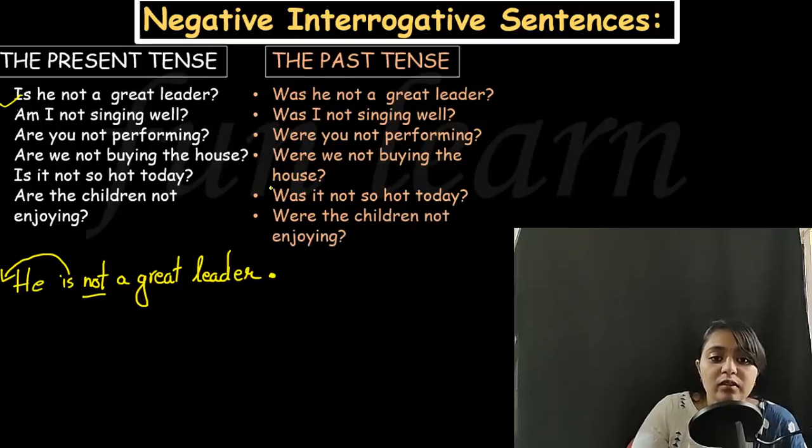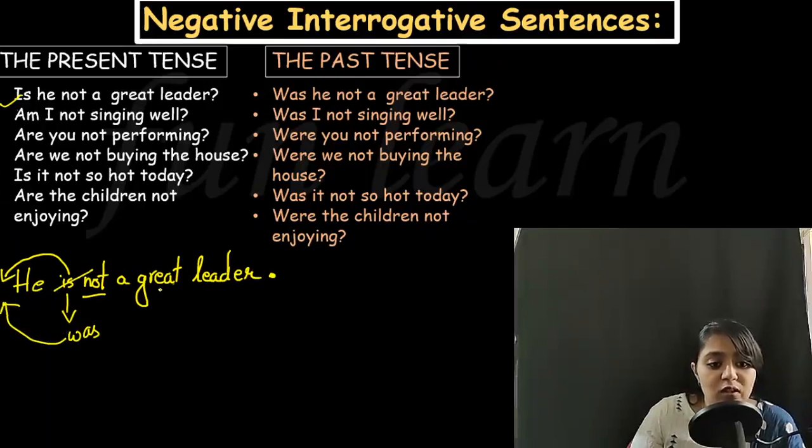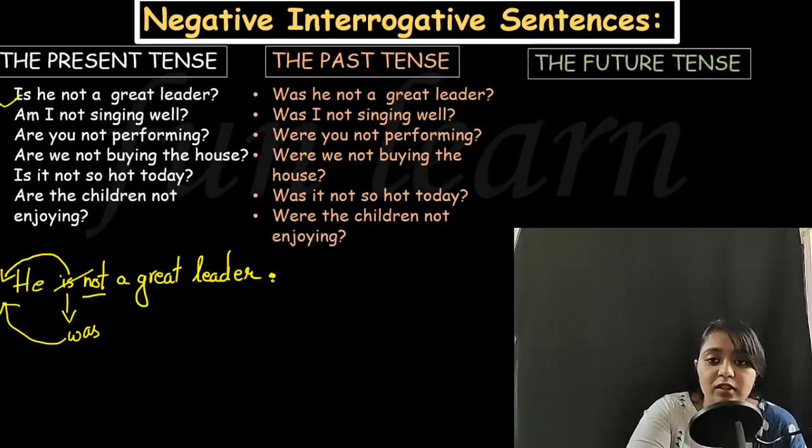Here also you can see he is not a good leader will become what? He was not a good leader, right? Only this part will change and it will be was. But here, since we are making it in question, we'll put this was also here. Was he not a good leader? Simple. Let's go to the future tense.